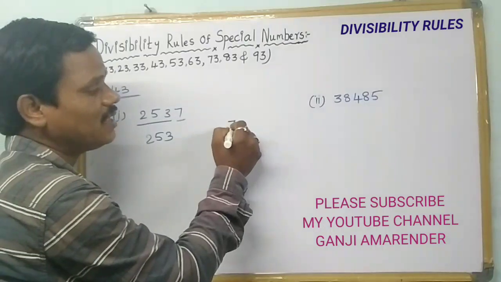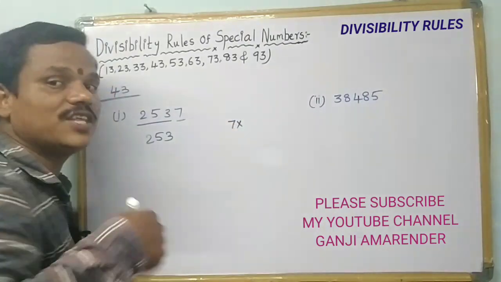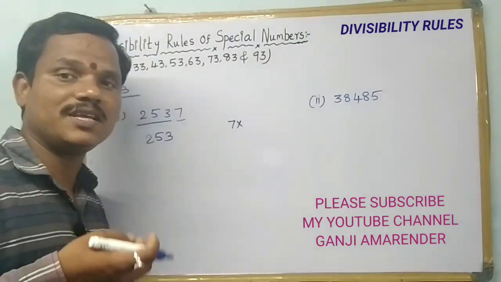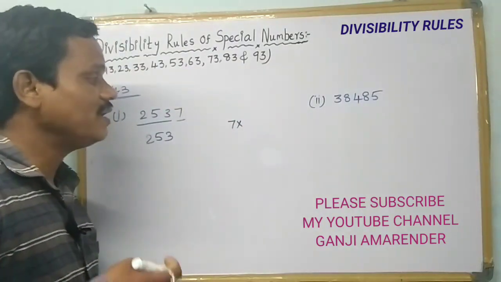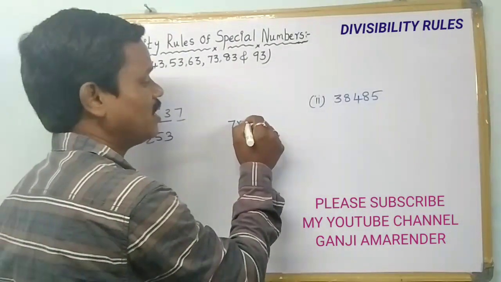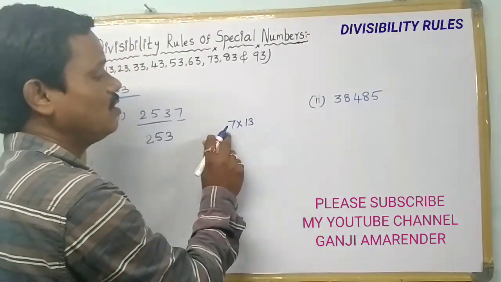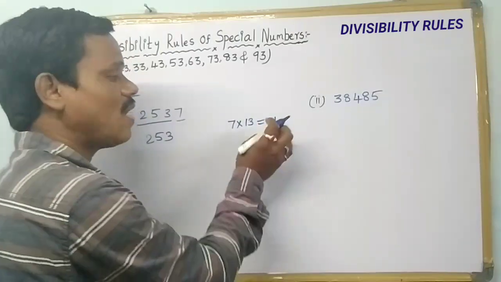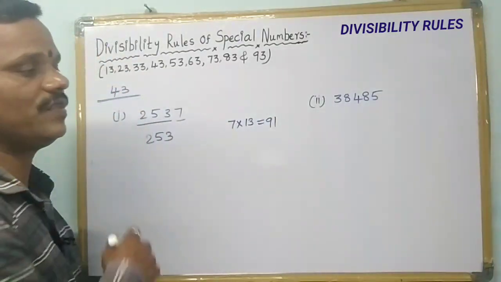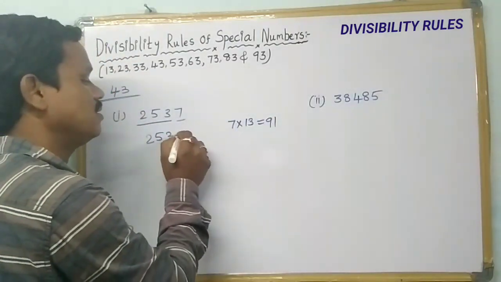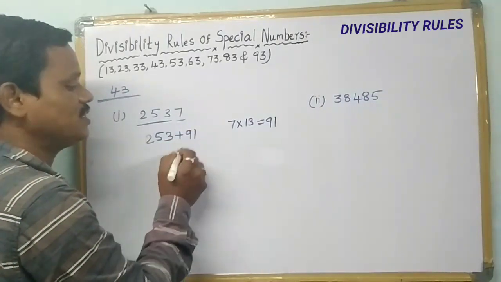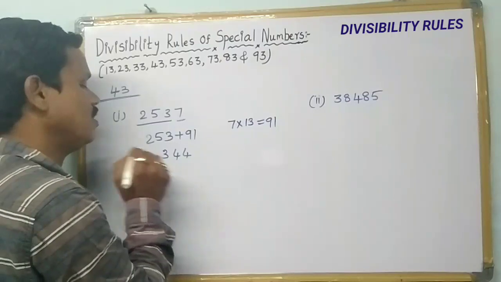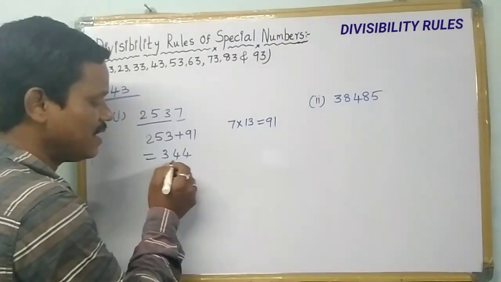Now multiply the first part number by which number here? In the divisibility rule of 43, the first part number is multiplied by 13. 13 sevens are 91. Now add 91 to 253, the second part. 1 plus 3, 4. 9 plus 5, 14. 344. Now again divide it into two parts.